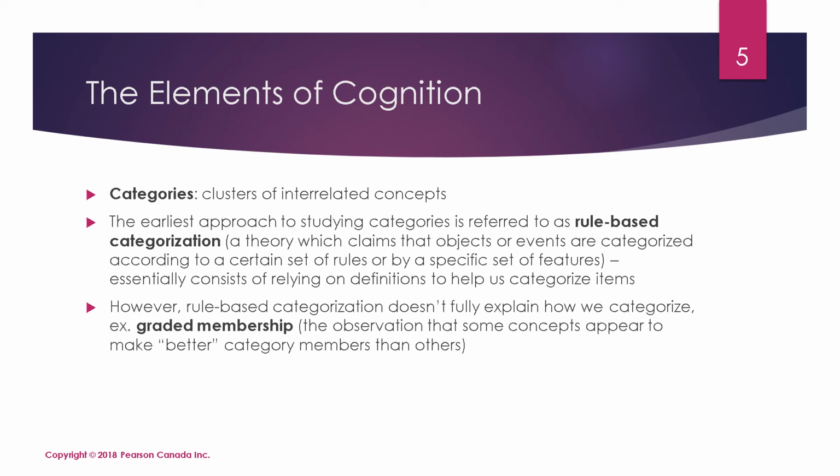However, rule-based categorization doesn't fully explain how we categorize some things. So for example, we have something called graded membership, which is the observation that some concepts appear to make a better category member than others. So thinking, in terms of, say, a bird, we might consider like a blue jay to be a better example of a bird than an ostrich or a penguin. And so we'll talk a little bit about why that is, why we see graded membership.